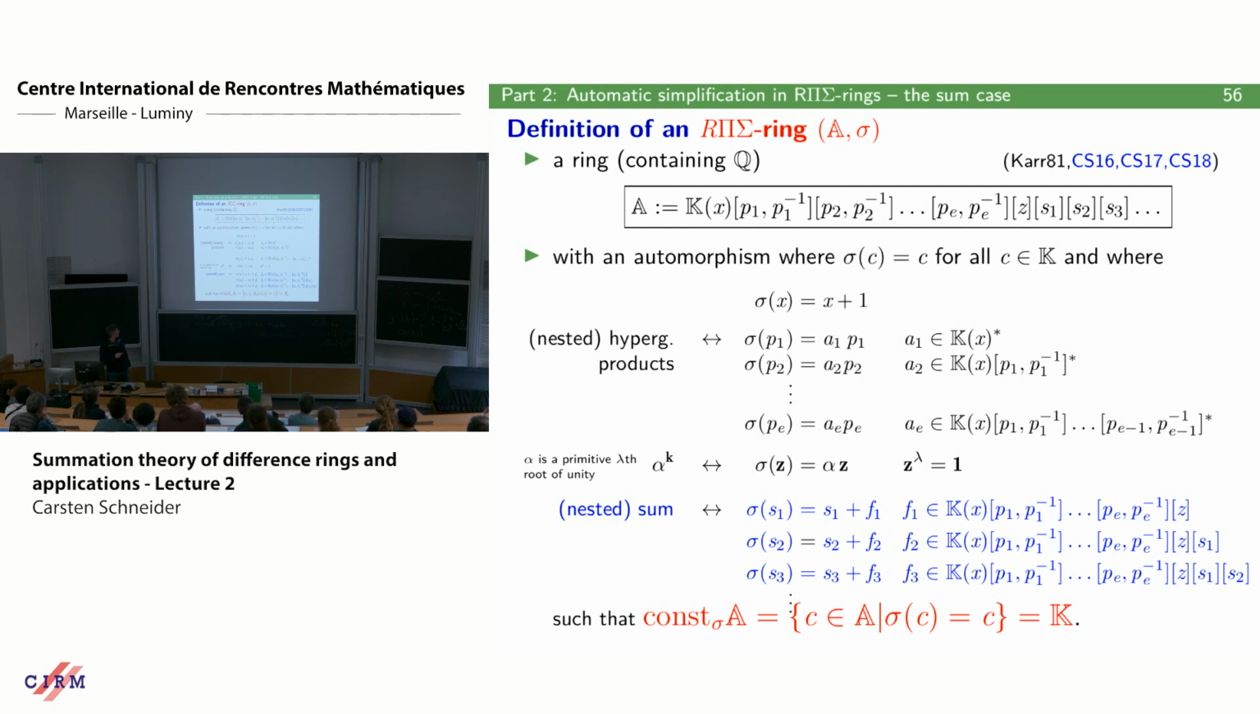So I suppose we have already constructed a difference ring where the constants have been done properly. So I know how to do this here. And now let's look at the sum case. How can I step by step introduce sums without extending constants? How does this work?